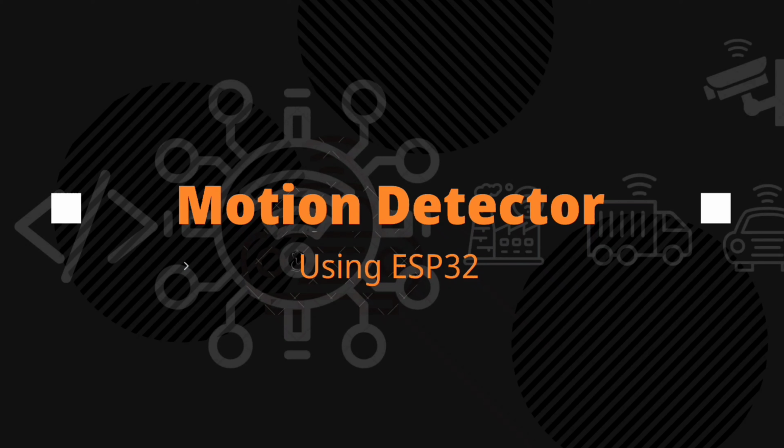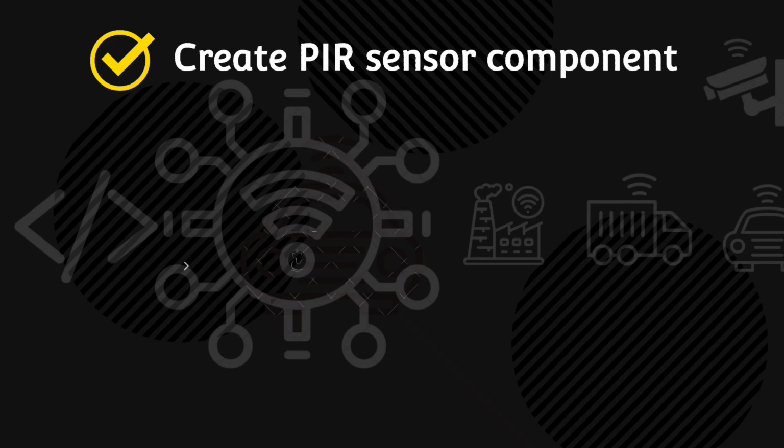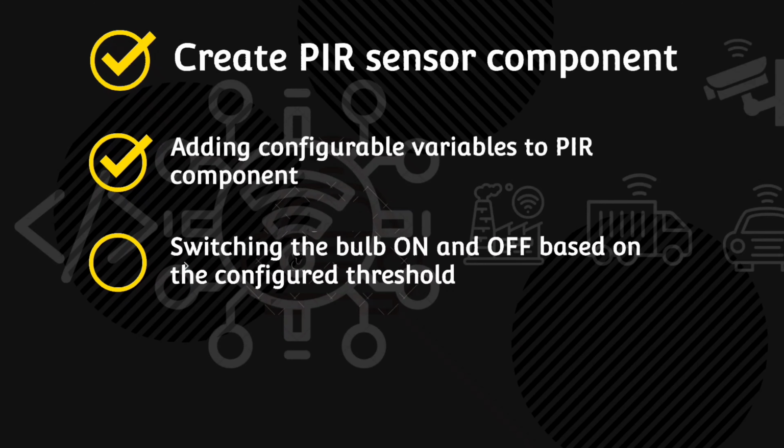This session will be divided into three main parts. First, creating the PIR sensor component. Next, adding configurable variables to the PIR sensor component. And finally, switching the bulb on and off based on the configured threshold.